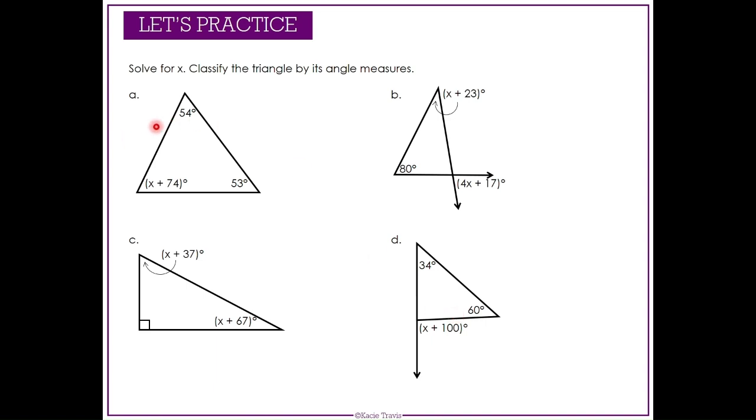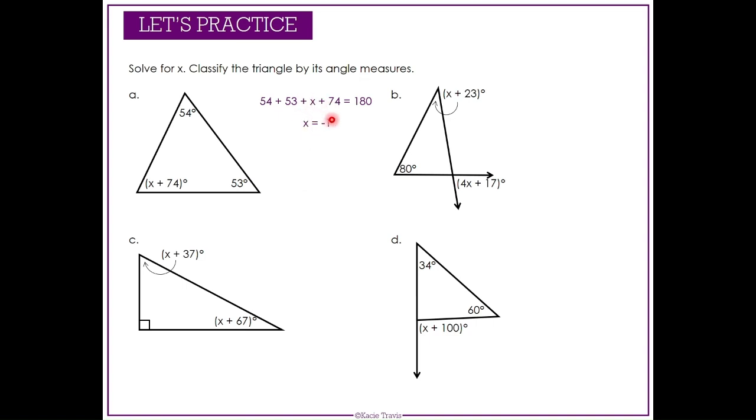All right, first one that we got here for A, we got 54, x plus 74, and 53. These three are all inside the triangle, so that means we are going to be utilizing our sum theorem, which is adding all these up and subtracting them from 180 so we can figure out what this x is. So I know 54, 53, and 74. When I add these up, this gets me, I think, 181. So if I got 181, I will subtract that from 180, which would give me x equals -1.